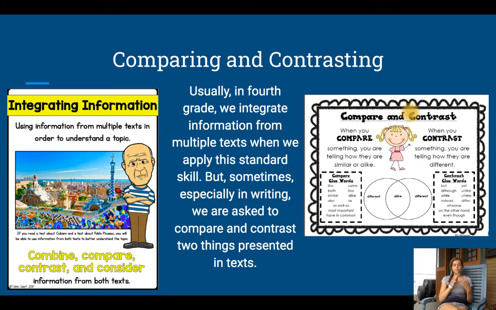So we use the really, really simple example of comparing and contrasting an apple and a banana. If I write on one side, an apple is red, I can't write a banana is long, right? Those don't match up. So when you're comparing and contrasting, you have to make sure that your details that are presented match up, right? A banana is yellow, an apple is red. Those details match up. I'm talking about the color of both.